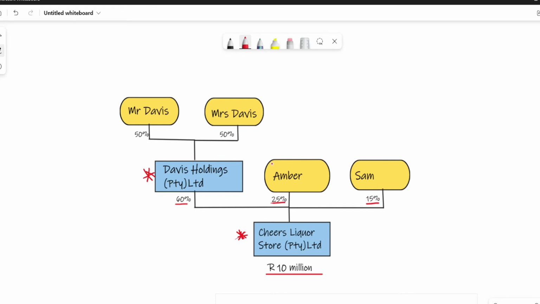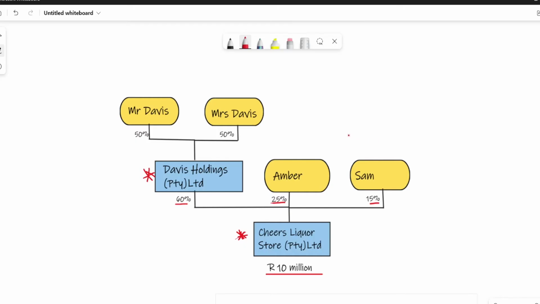Now, taking into account the current company structure as it stands, if for example, in Cheers liquor store, they could say, look, if something happens to Sam, so if Sam passes away, the Davis Holding Company and Amber are interested in buying Sam's 15% on his death. So that's easy. All Davis Holding Company and Amber have to do is take a life policy on the life of Sam, so that if Sam passes away, the Davis Holding Company and Amber would have the funds in order to purchase Sam out.